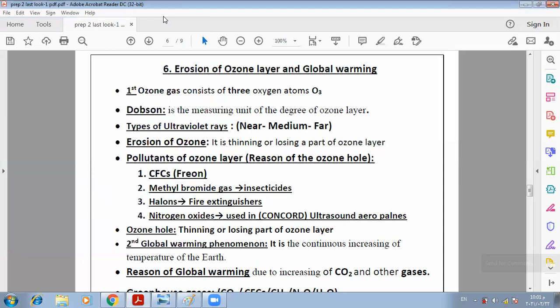Now when we say ozone, how can I measure ozone? By using the measuring unit Dobson. We keep saying ultraviolet radiation, UV radiation, so I will talk about it in detail in this point.